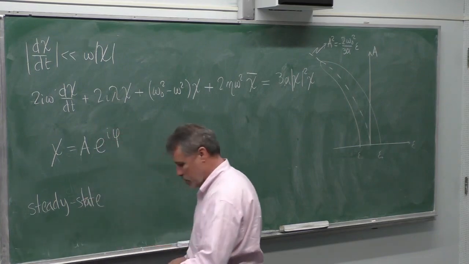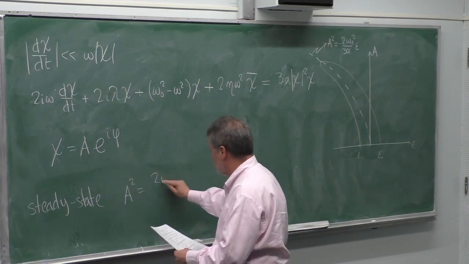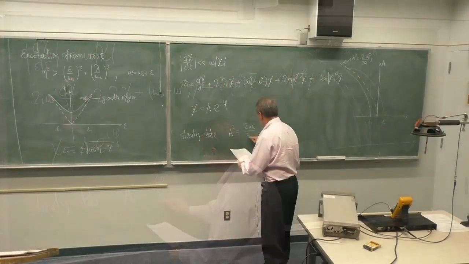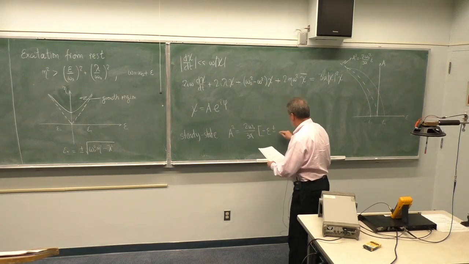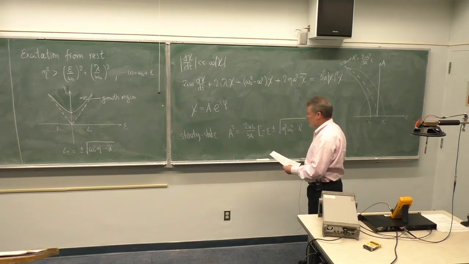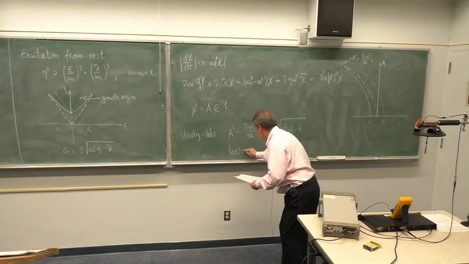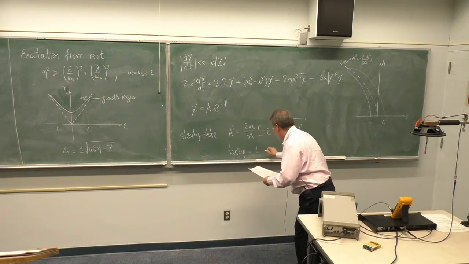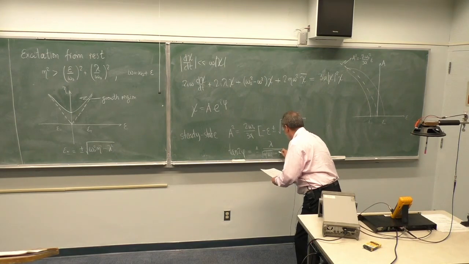The steady state solution is one where the amplitude squared is equal to 2 omega naught divided by 3 alpha times minus epsilon plus or minus the square root of eta squared omega naught squared minus lambda squared. That is the solution for the amplitude, and the solution for the phase is such that the tangent of 2 phi is equal to plus or minus lambda over the square root of eta squared omega naught squared minus lambda squared.